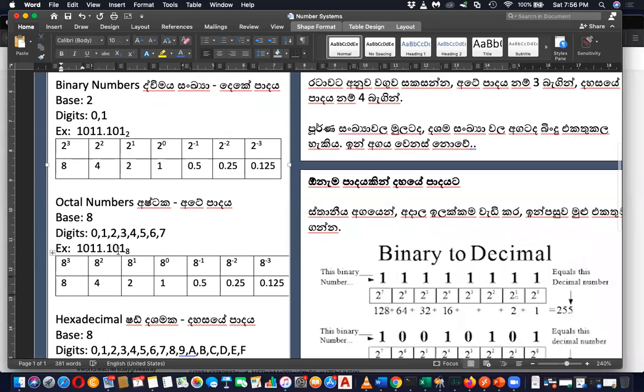Is it a correct example? 1011.101. Is it a correct example? This one also has 1011, ones and zeros. This one also has ones and zeros. Is this correct or wrong? Hello? Is it correct or wrong?